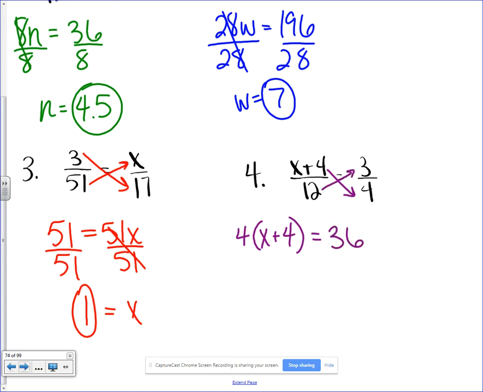Let's try another one like that. We need to go this times this, so we're going to distribute that 10 to the x minus 5. 15 times 4 is 60.